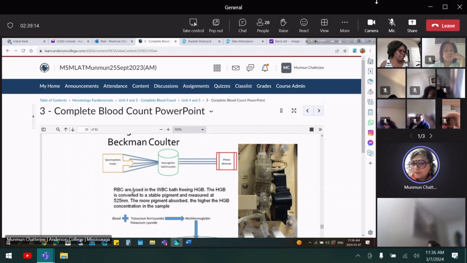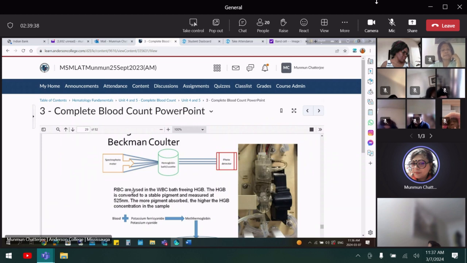Because the RBC population is larger, you have to lyse the RBC so that you can remove the RBC cells. Then it's going to expose the hemoglobin. So in the WBC bath, you are going to get the WBC count at the same time as hemoglobin, because you are lysing the cells for counting both WBC and the hemoglobin.